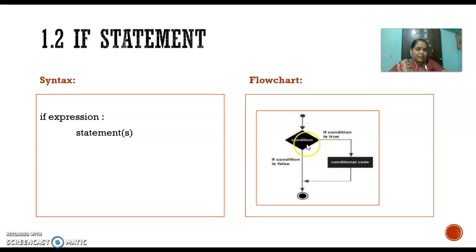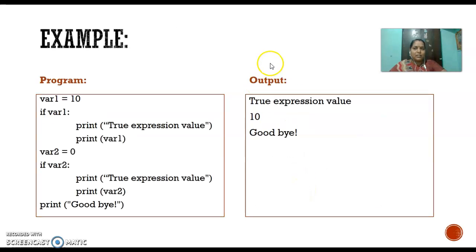This is the flow chart. Here in the decision box, the condition is being checked. If the condition is true, the conditional code is executed and it will go to the next statement execution. If this condition is false, it will directly go to the next statement of execution. Now we will see one example for simple if statement.